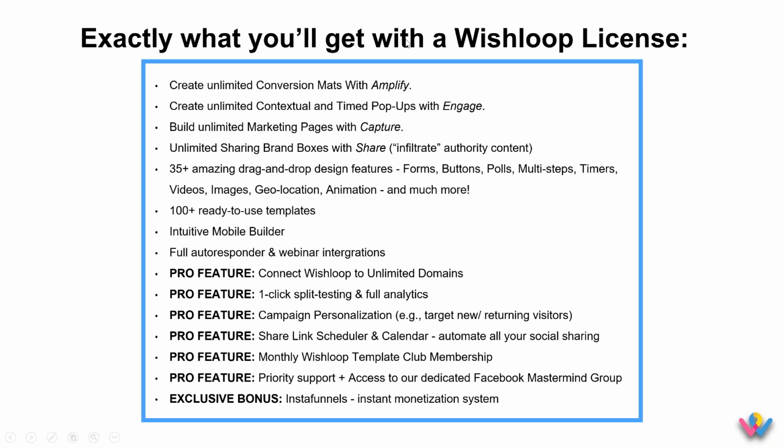It's like the lazy man's method. It's awesome. And then for the pro features, you're going to have the connect Wishloop to unlimited domains. So let's say you have 200 websites. Well, that's going to be perfect for pro. Now, let's say that you want to learn how to split test everything. Well, that's also going to be perfect. Campaign personalization, sharing and scheduling with those calendars like we showed you earlier, that's going to be in pro. Monthly templates every single month, priority support, and everybody is going to get the exclusive bonuses.